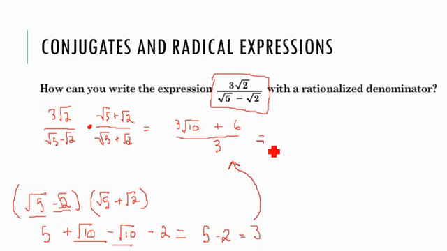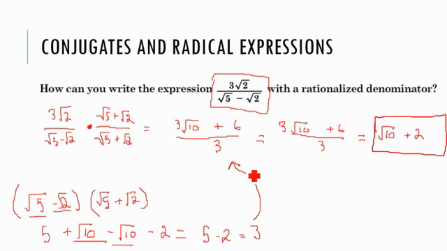So my final answer is 3 square root of 10 plus 6, all over 3. Now, both terms in the numerator are divisible by 3, so I can divide them both by 3, and I get square root of 10 plus 2 over 1. That's my final answer, square root of 10 plus 2.